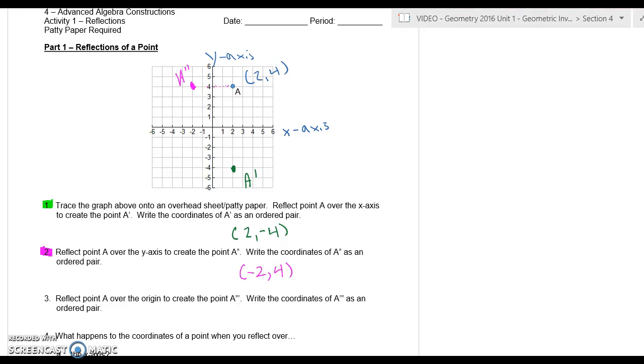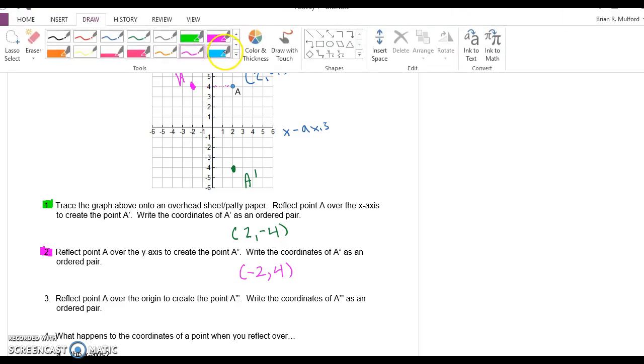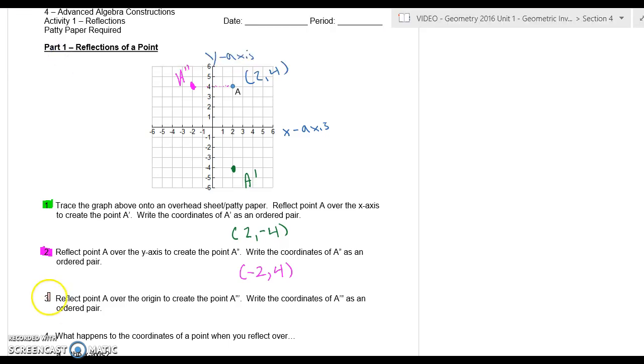And then the third part says reflect A, so that's our original point, over the origin. The origin is this point down here, 0, 0. So essentially, if we line this up, we're going to move this along a line here, and it's going to reflect over the origin to give us this point down here. The coordinates of that point are negative 2 and negative 4.